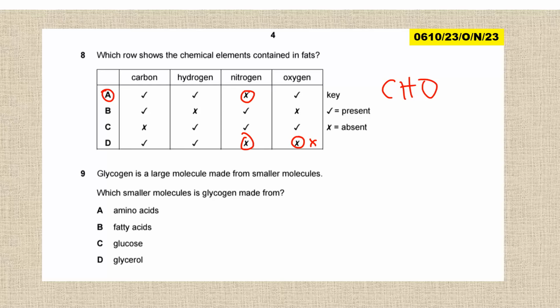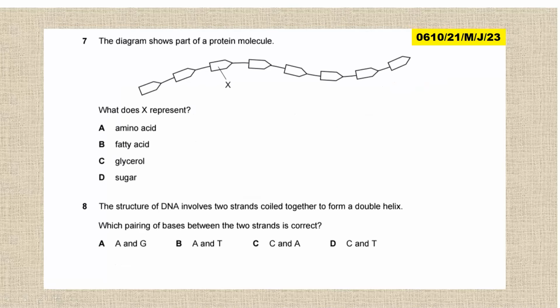Glycogen is a large molecule made from smaller molecules. Which smaller molecule is glycogen made of? So it's made from glucose. The diagram below shows part of a protein. So this is the protein, we've been told, protein molecules. Now, protein molecules are made up of smaller units. These smaller units are called amino acids. So these are amino acids. What does X represent? So it represents amino acid.